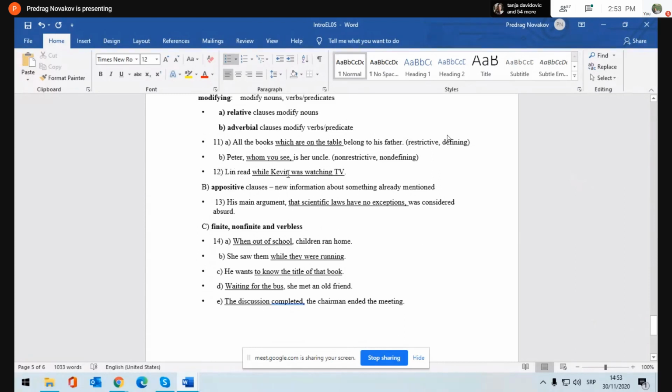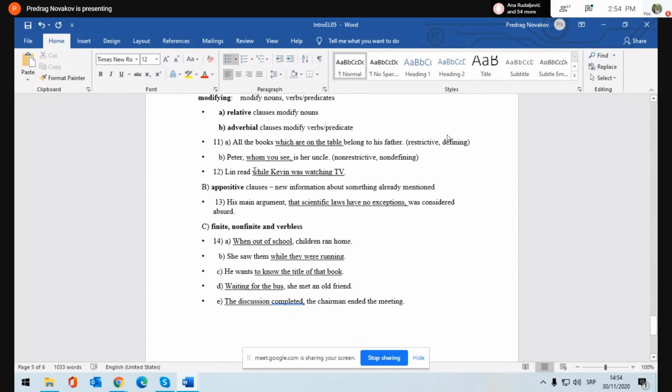And 12, I mentioned modifying clauses modify nouns or verbs or predicates. So this is an adverbial clause. Now we have to explain. They modify verbs or predicates. 12, Lynn read while Kevin was watching TV. Okay, was watching is a predicate.